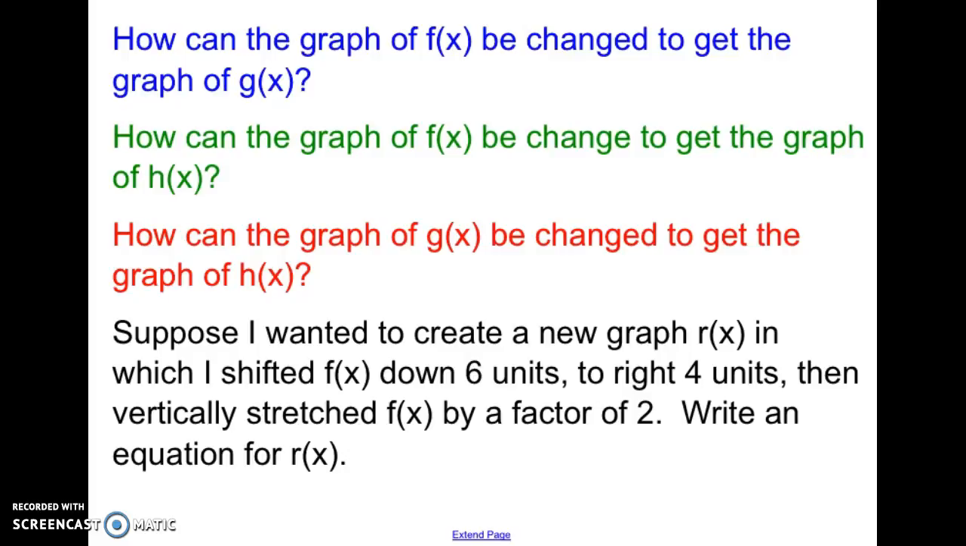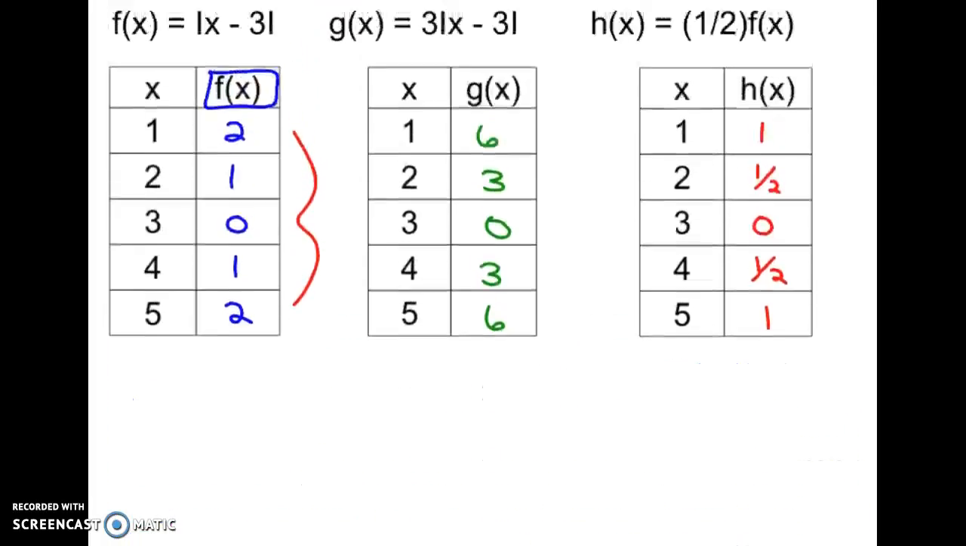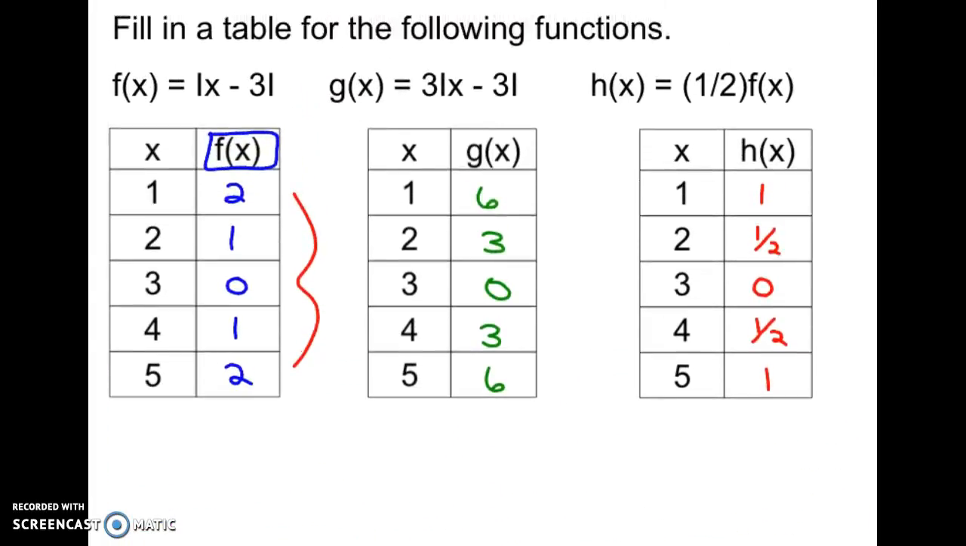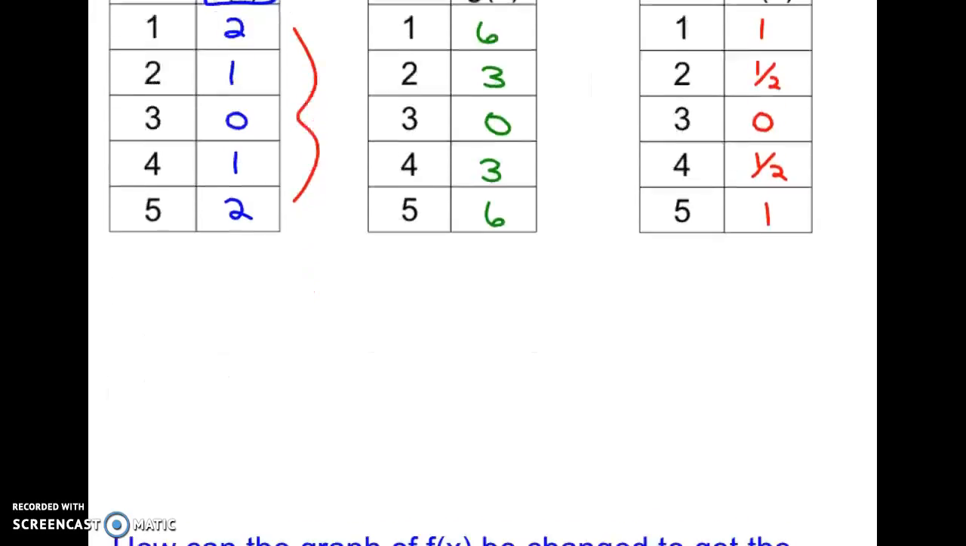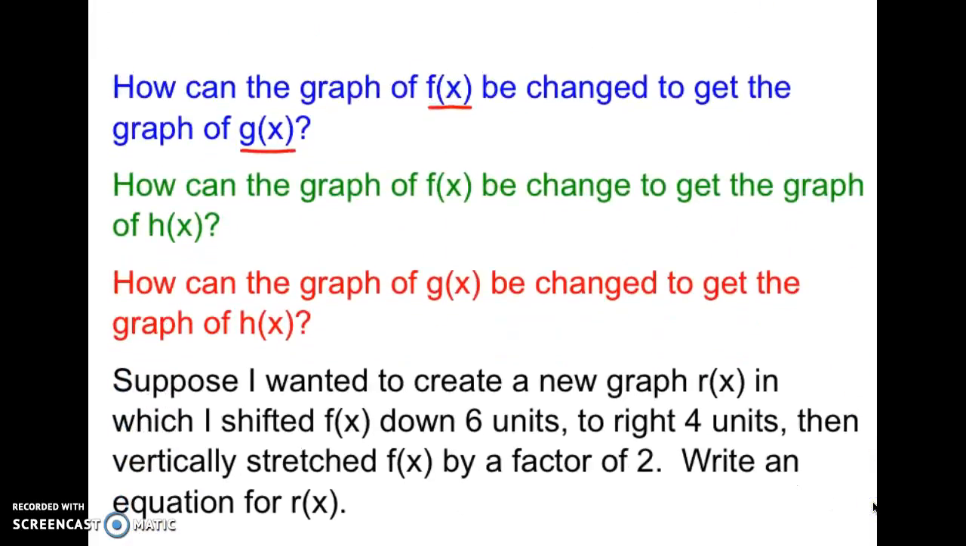Okay, number 1 says, how can the graph of f of x be changed to get the graph of g of x? Okay, so if you look up, and again, all we're looking for is what's different. So in f of x and g of x, the only thing that's different is this 3. So since we multiplied by 3, you would say it has a vertical stretch of 3. That's how you get from f of x to g of x. So I'm going to go and write that down. Vertical stretch factor of 3.